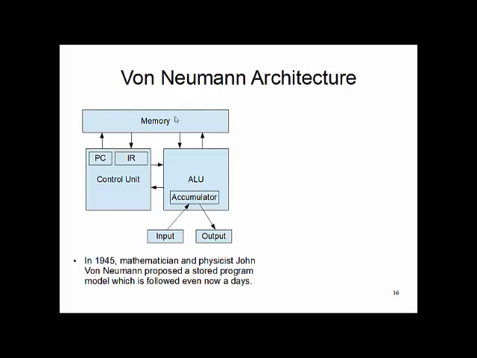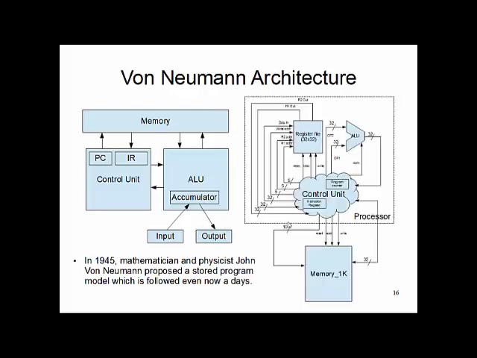So basically, he proposed there will be a memory, there will be a control unit with a program counter and instruction register, and there will be an ALU, the arithmetic logic unit, and one register called the accumulator. Your input mechanism can directly input some value into the accumulator, or access the value directly from the accumulator on some output devices. That's his proposal. Now look at this system we just discussed.